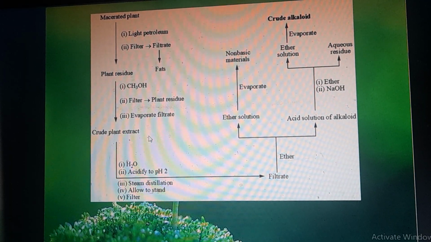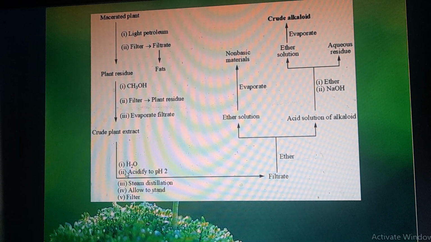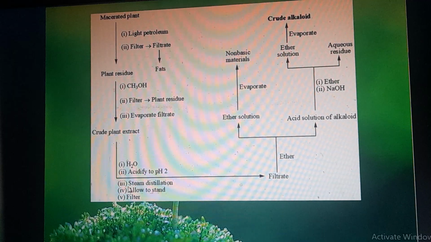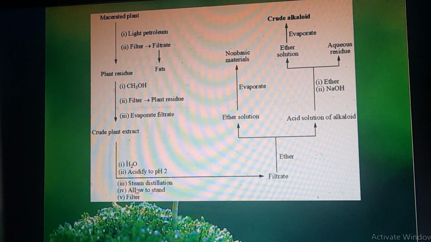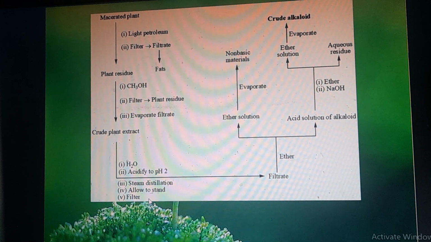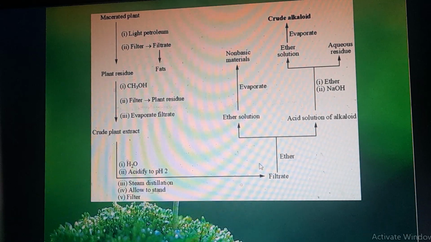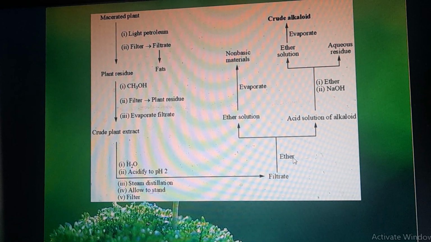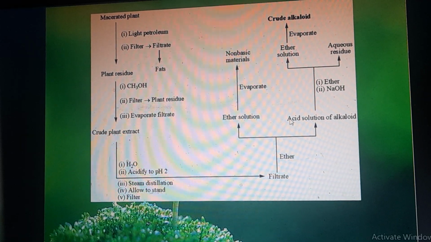Crude plant extract. Now add water, then acidify to pH 2. You can add any mineral acid to reach pH 2. Steam distillation, then allowed to stand, then filter out. Again the filtrate is made. The filtrate is going to be added with ether. Now there are two parts: acid solution of alkaloids and ether solution.